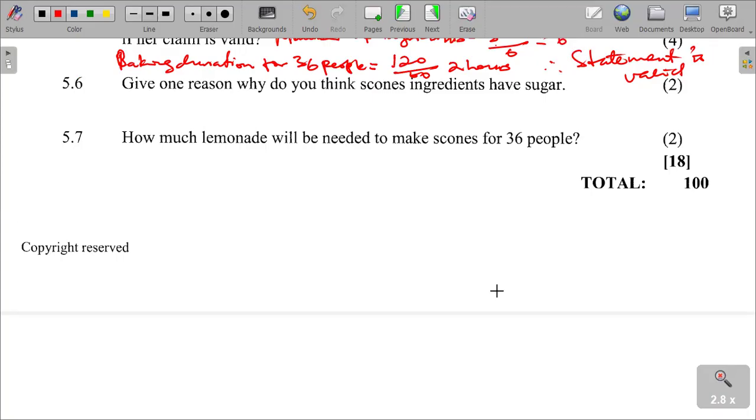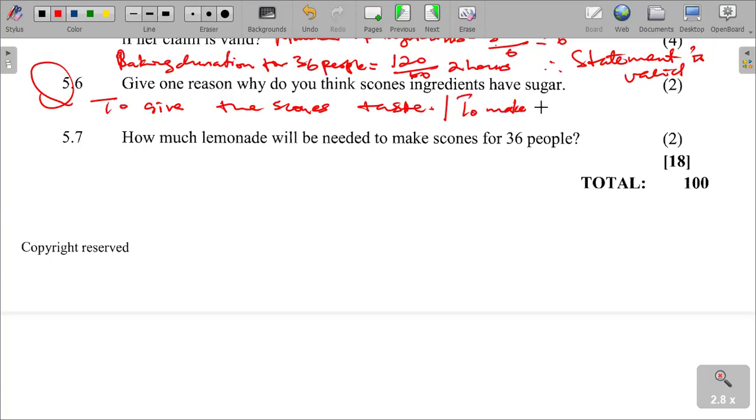Actually, just to give the scones taste. We can also just say to make the scones have more energy. That can be the reason.